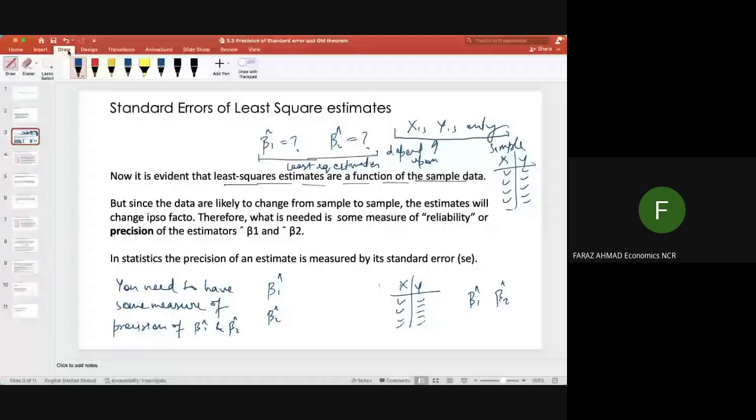And that measure of precision is nothing but the standard error. And we write it like this: standard error beta 1 hat, standard error beta 2 hat. So we want to discuss what this standard error of beta 1 hat and beta 2 hat is and how it is calculated. Any question?